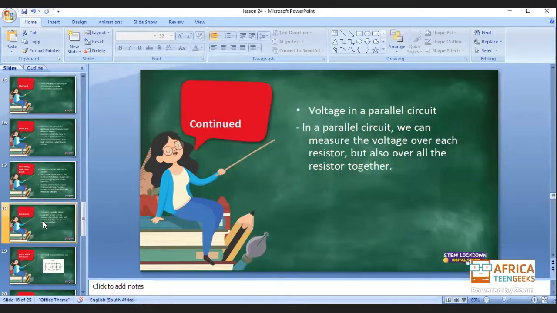When we look at the series circuit rule again, when you're talking about resistors, we say the total resistance is equal to R1 plus R2 plus R3. We want to see now, is it the same with parallel circuits, Grade 9? I want you to look at this.